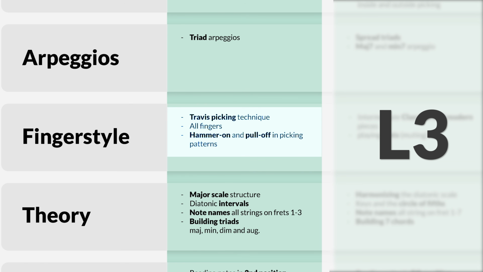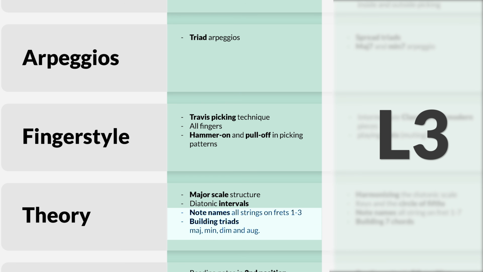And your fingerstyle playing levels up too, with a famous Travis picking, playing chords with fingers and using hammer-ons and pull-offs in picking patterns. Now for learning music theory, this level takes the next step from the pentatonic scales to the diatonic scales, and you learn about the major scale and its intervals.